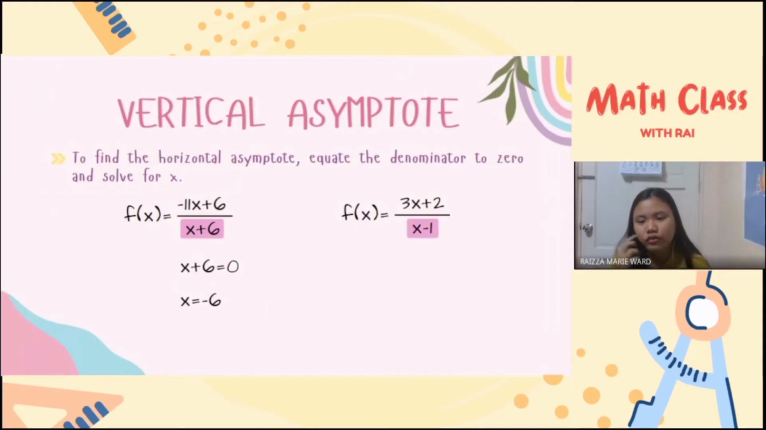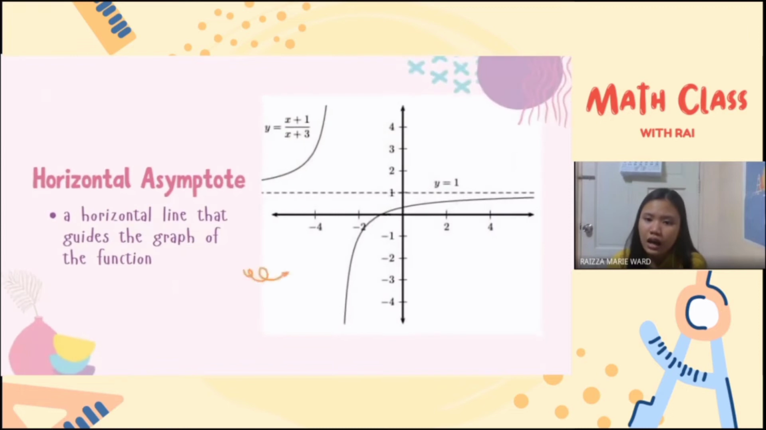The denominator of the example is x minus 1. Equate to 0, bali x minus 1 is equal to 0. To solve for x, transpose negative 1 to the right, and x will be positive 1. Did you get the right answer? If yes, let us now move on to horizontal asymptote. If not, you can rewind the video to watch it again.